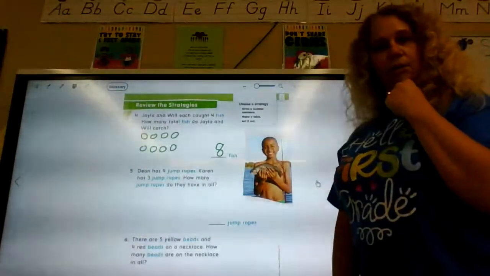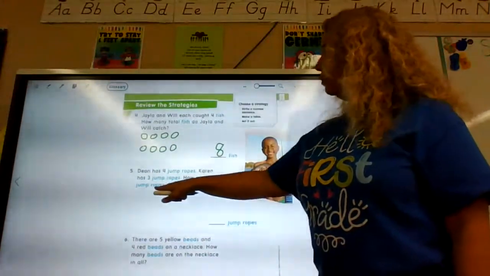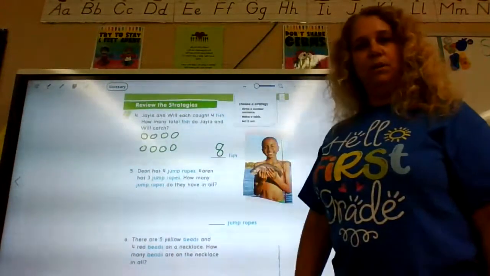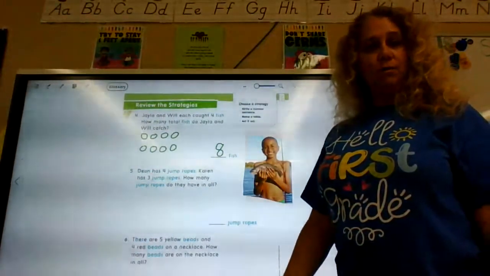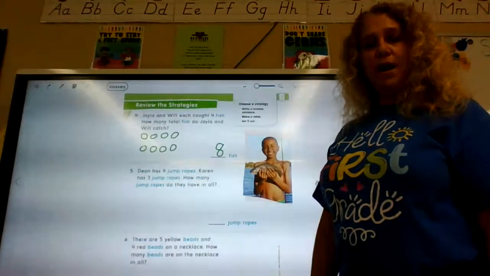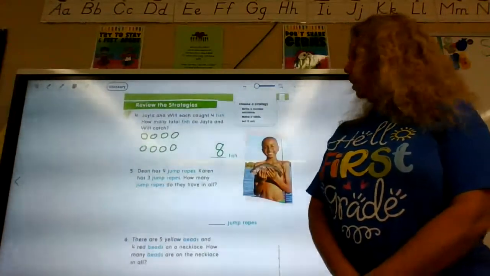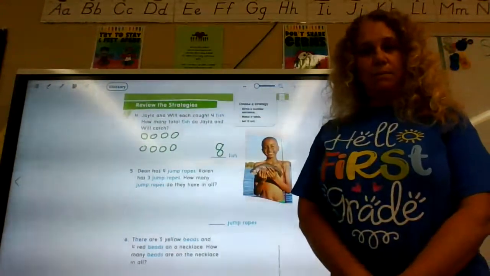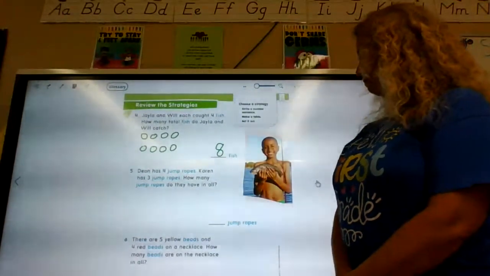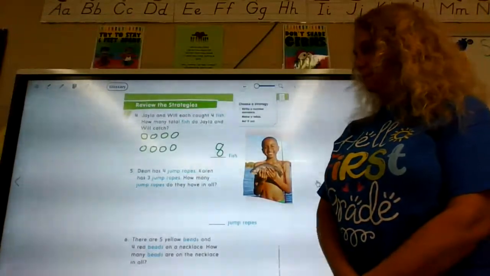Well, you could do a number sentence. You could just write it here, 4 plus 3 equals. Or you could draw 4 jump ropes and 3 jump ropes. Or you could use counters if you have counters that you're using. So you could choose your strategy and write your answer. So you have 4 plus 3. Figure it out. Pause me if you need to, if I'm moving too fast, okay?